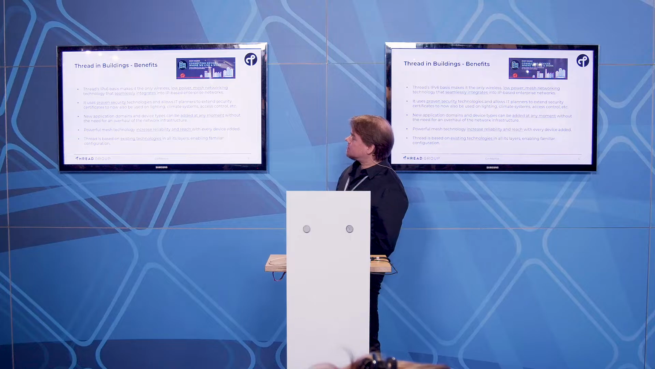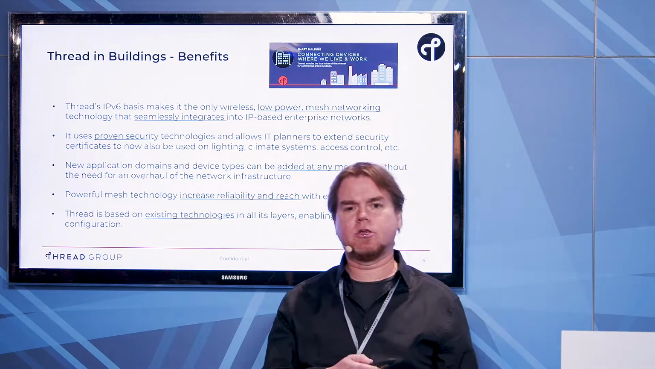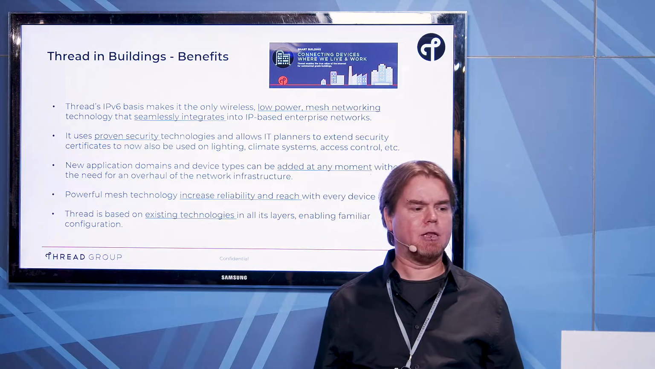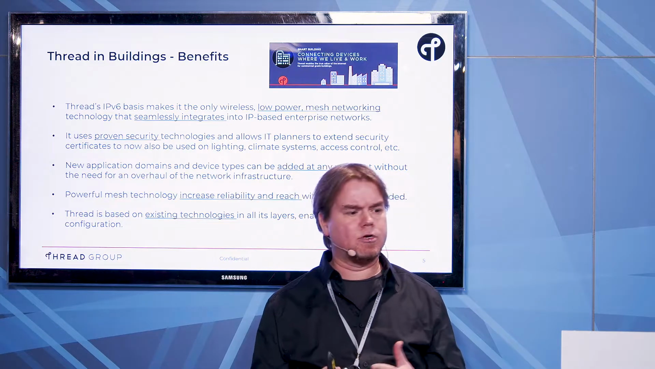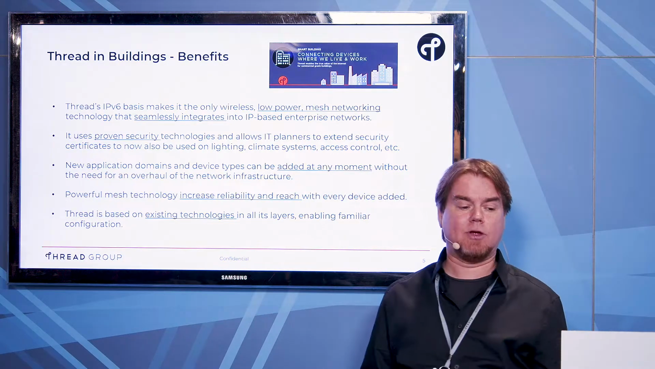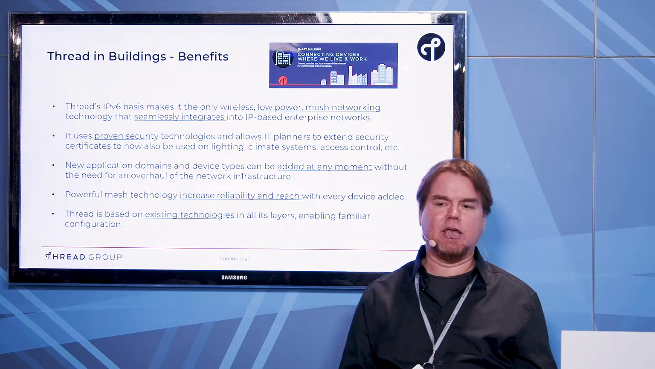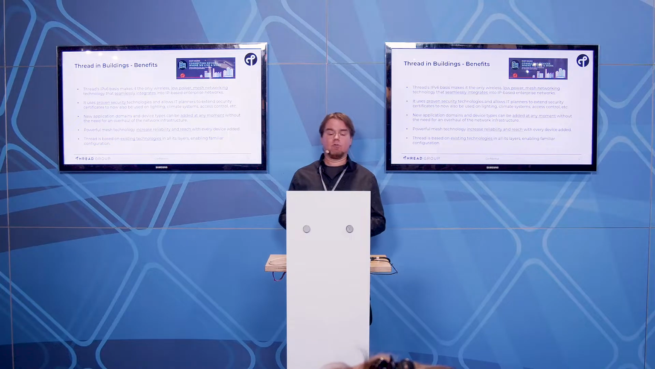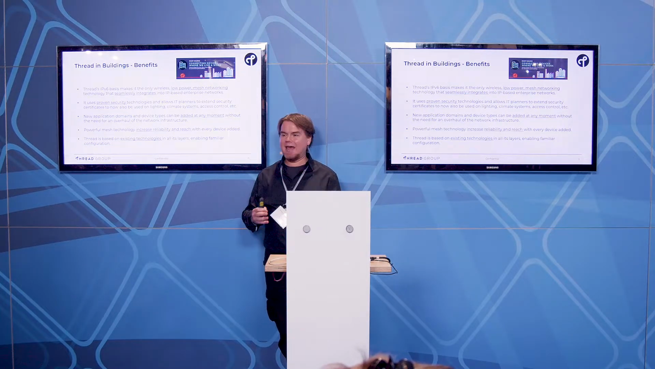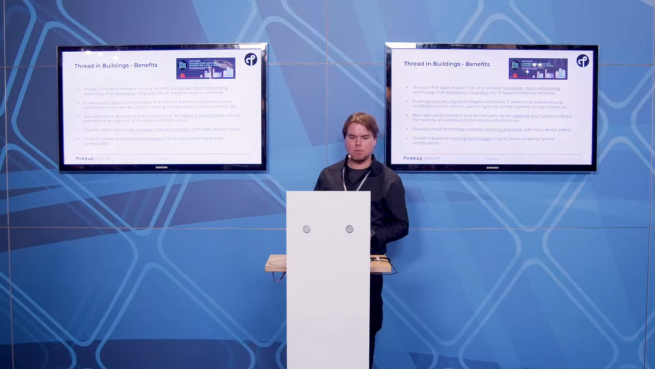New application types and new application domains can always be added at a later point during the development life cycle of a building. So there's no need to do a new wiring system and a new network if you want to add a new type of application, say security or lighting or HVAC control. The IP network is transparent to the type of application you want to use. So at any moment during the life cycle of a building, you can add or change the type of applications that you want to run on the network.